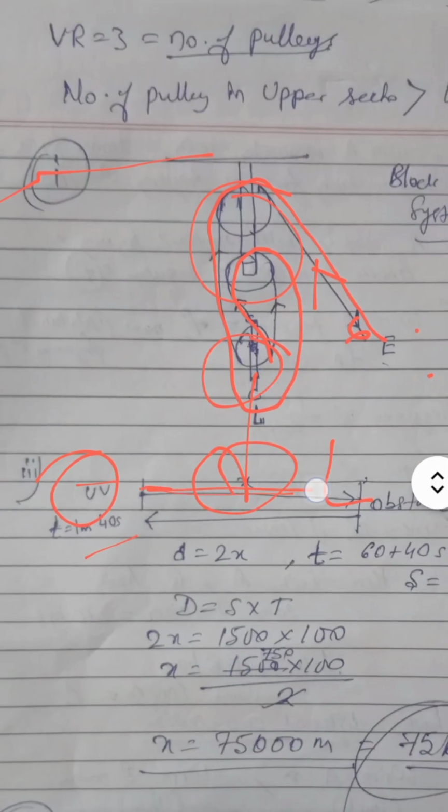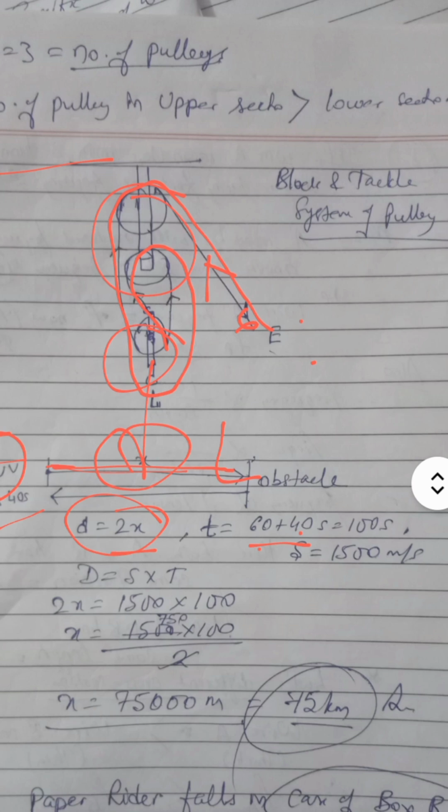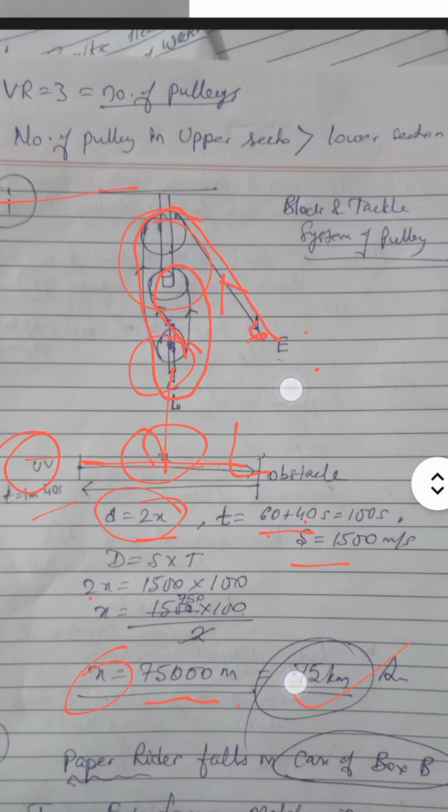So let's assume the distance from here to here is x. The total distance traveled by that sound is 2x. Time taken is 1 minute 40 seconds. That is 60 seconds plus 40 seconds, 100 seconds. So distance is equal to speed into time. And the speed of the sound in the water was already given. Speed of the sound in the water is 1500 meter per second. So distance is equal to speed into time. We got 2x, and we got x equal to 7500 meter, that is 75 kilometer.